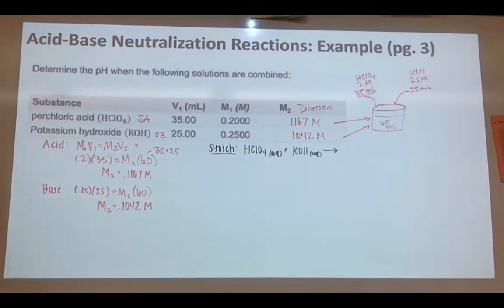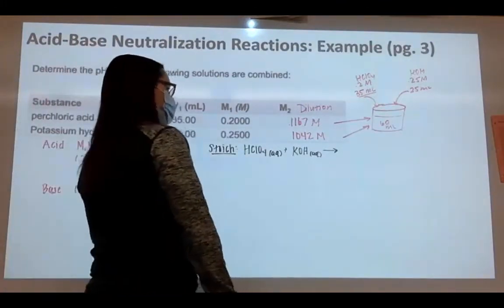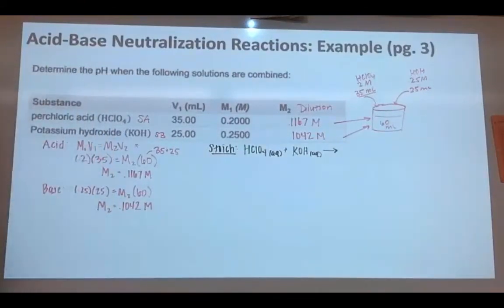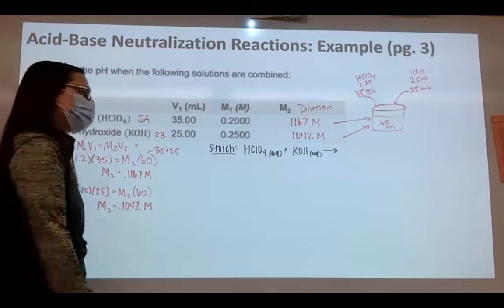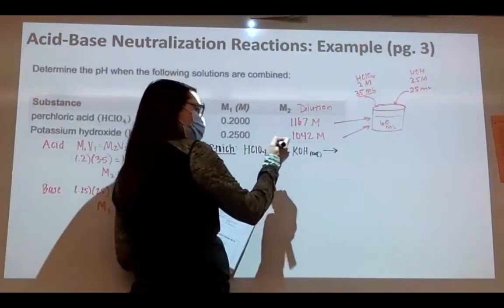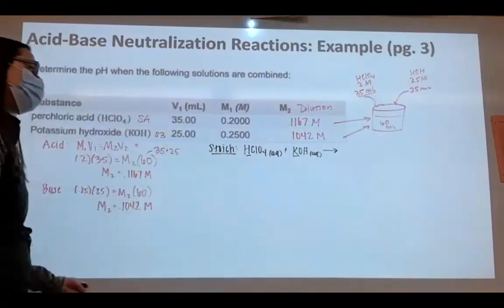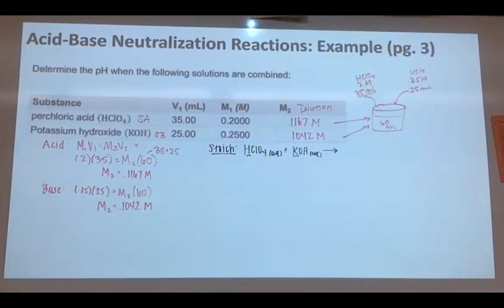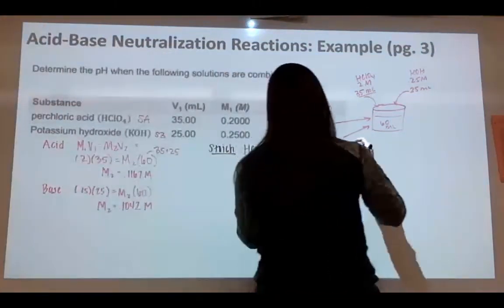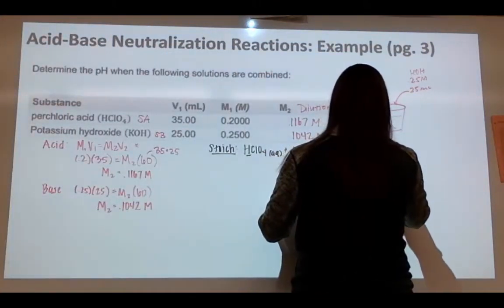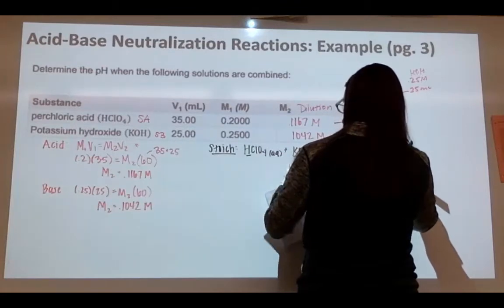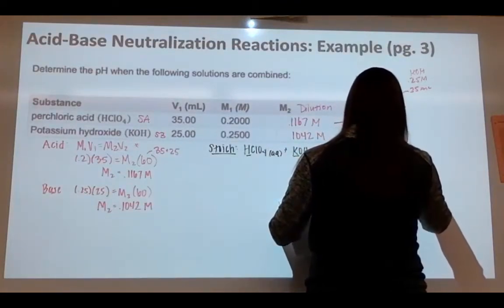In an acid-base neutralization reaction, this is nothing more than a double replacement reaction. Neutralization is a double replacement reaction because to create a salt and water, hydrogen, so H plus from the acid and K plus from the base, replace each other. So we get KClO4 and HOH, which is H2O.